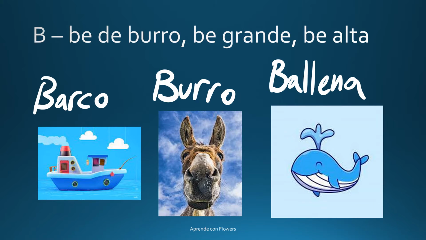A. A de agua, abrazo, avión. Next is B. B de burro, or also known as B grande or B alta. We have here barco, burro, ballena.